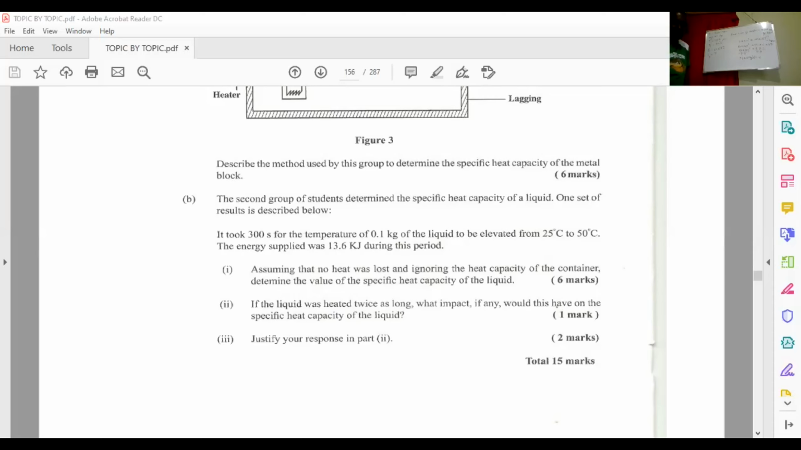It's saying that if we increase the time to twice this amount, 300 to twice it, so it's 600, would it affect the answer that we got for the heat capacity of the liquid? What's that? No, sir, it'll remain constant. It would remain constant, right? So if we change the time, the same value will still be received.